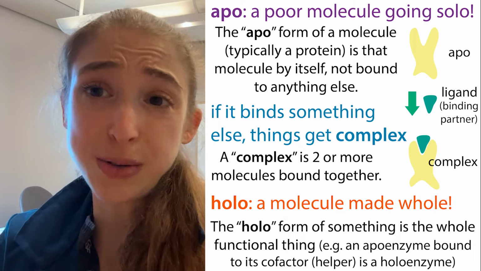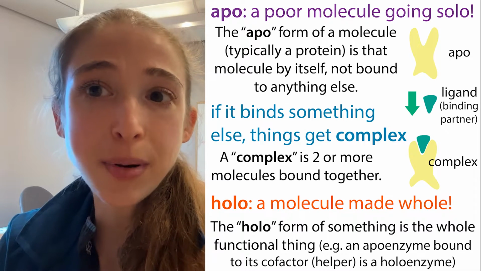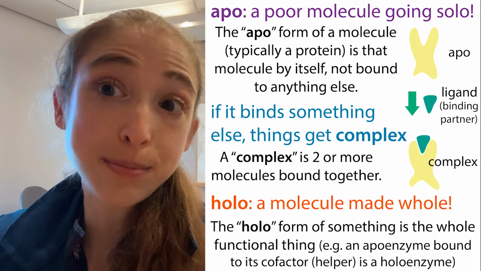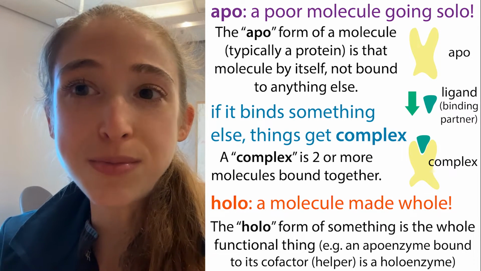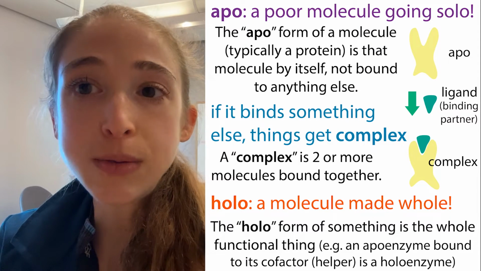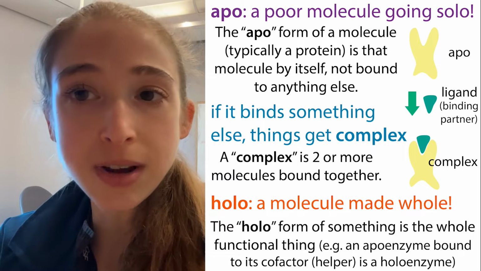Apo is a poor molecule all by itself. You add a binding partner and things get complex. And if you add a partner that something needs, well, now you make it holo. So apo, complex, and holo are three words or word parts that you might see in biochemistry.